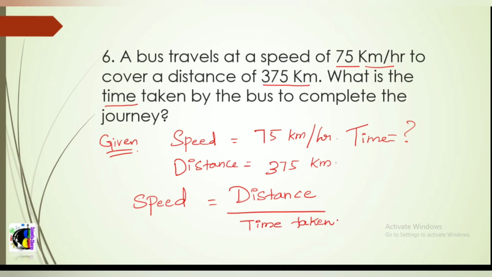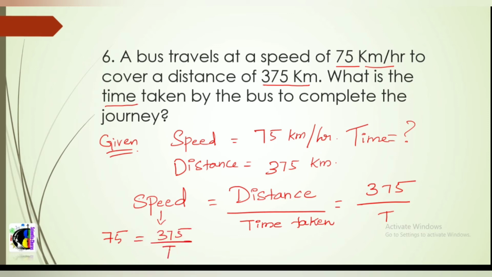Okay, speed is equal to distance divided by time taken. Now what is the distance they have given? 375. And what is the time taken? We need to find out, so I'm mentioning it as t. But they have given the value of speed over here, right? So what is the value of speed? It is 75. So 75 is equal to 375 divided by t.